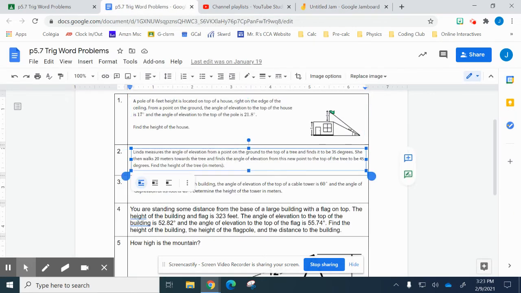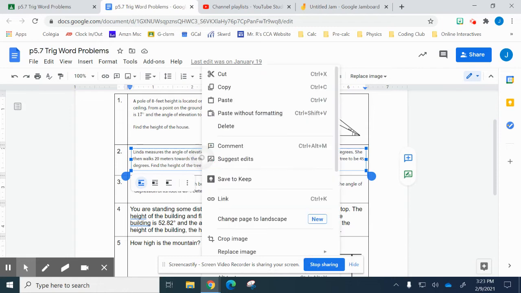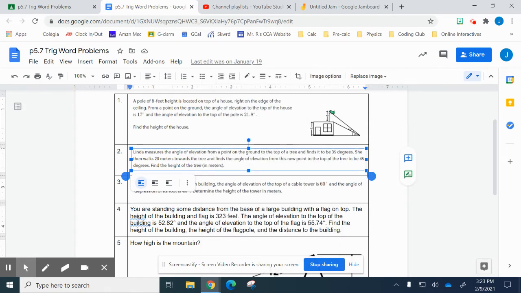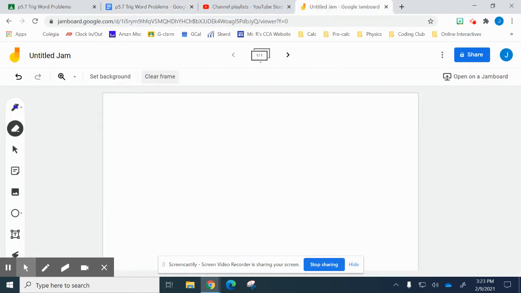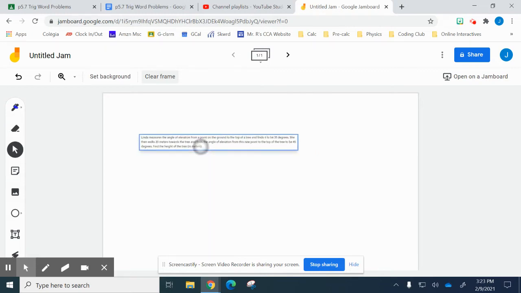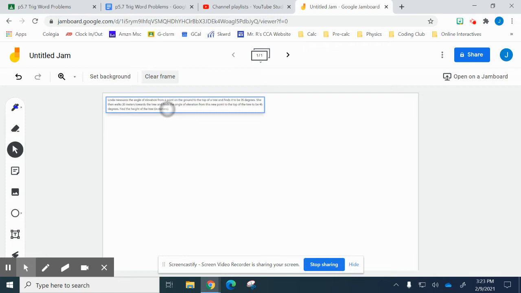All right, we'll copy that and paste it in, since that seems to be working pretty good. Paste. Here it comes. All right, here we go. Linda measures the angle of elevation from a point on the ground to the top of a tree and finds it to be 35 degrees. She then walks 20 meters towards the tree and finds the angle of elevation from this new point at the top of the tree to be 45 degrees.